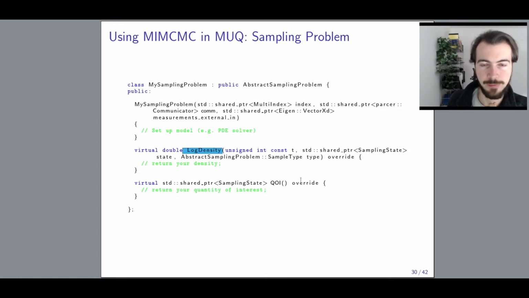And the idea is that you have to provide a log density function, which receives the particular parameter that it's supposed to be evaluated for. And you're supposed to return the likelihood for this parameter. That would, for example, mean solving your PDE given this particular parameter and comparing the results to measurements in some Bayesian setting. Also, here we return the quantity of interest as a separate function, just to avoid computing the quantity of interest for rejected samples, but that's more for performance optimization.